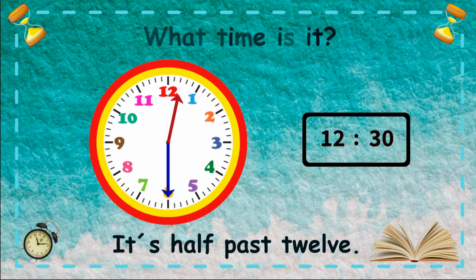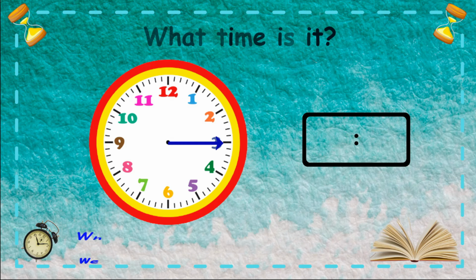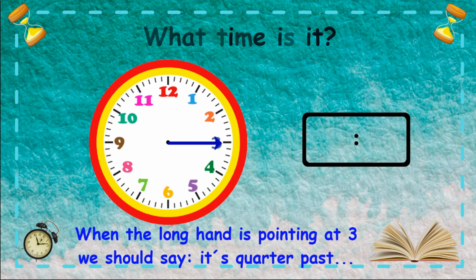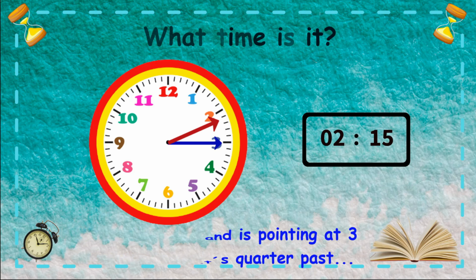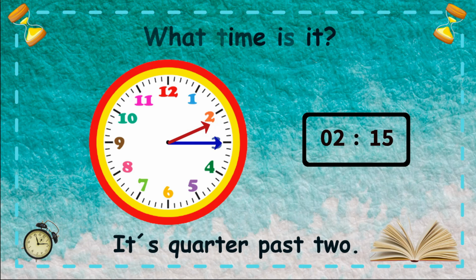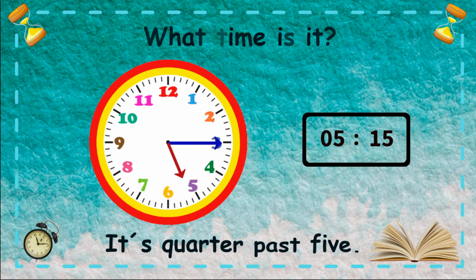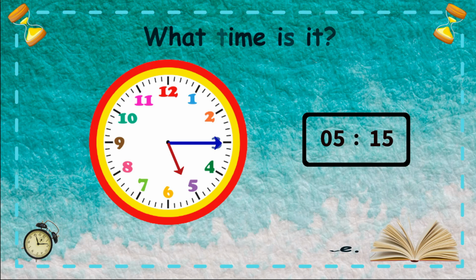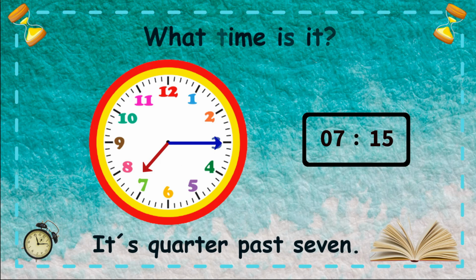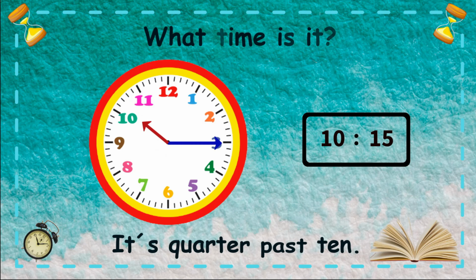It's 12:30. When the long hand is pointing at 3, we should say it's quarter past. What time is it? It's 2:15. What time is it? It's 4:15. What time is it? It's 5:15. What time is it? It's 7:15. What time is it?